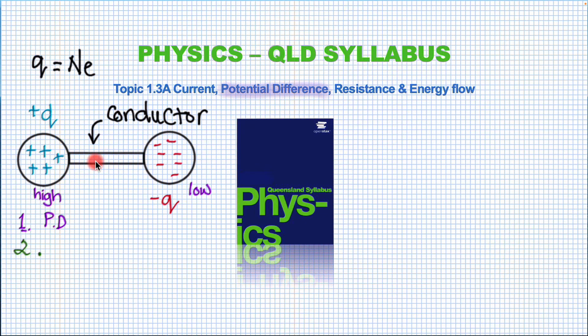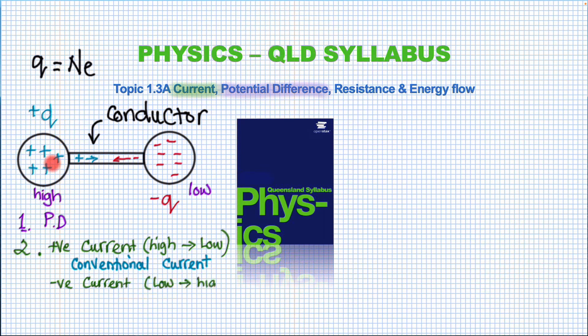Then we said if we take a conducting material and place it between these two conducting objects, there would be a flow of charge. If the positive charge was to move, it would move from high to low potential, but if the negative charge was to move, it would move from low to high potential. Now, this flow of positive charge we call conventional current, and the flow of negative charge, or electron flow, is a negative current.